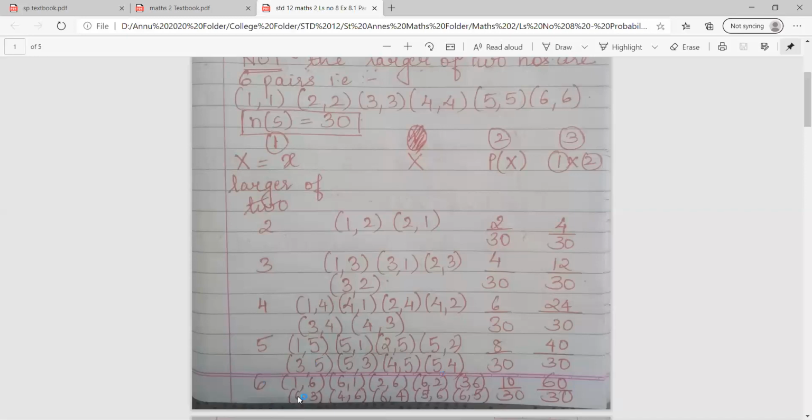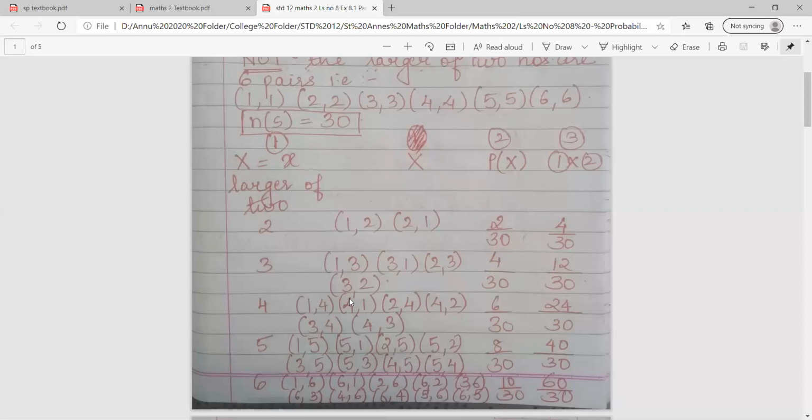Coming to 6: (1,6), (6,1), (2,6), (6,2), (3,6), (6,3), (4,6), (6,4), (5,6), (6,5). So the total possibilities is 10 by 30. So your probability distribution table is ready, class. Now for E of X, we require 3 columns. Out of those 3, we have already made the first two.